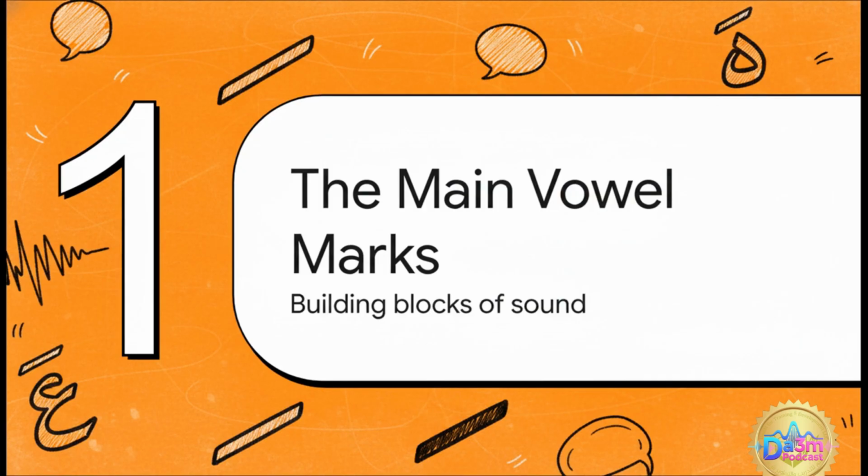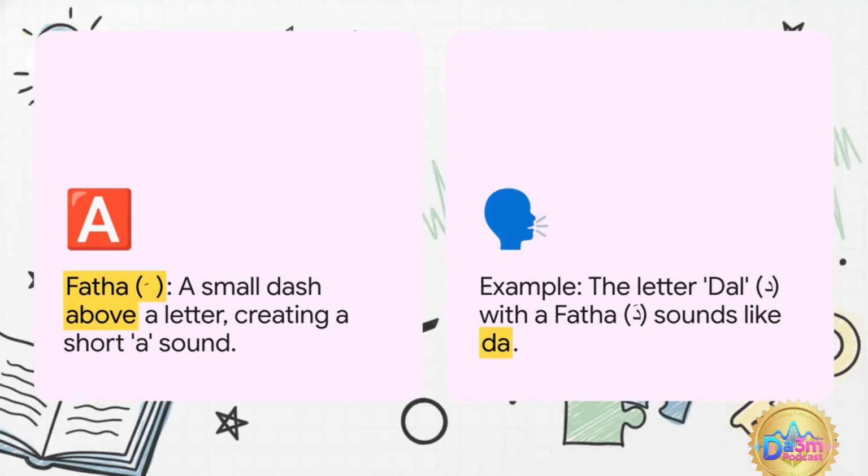There are 3 core marks that create the basic vowel sounds in Arabic. Getting these down is, for sure, the most important first step to really building your pronunciation skills. All right, let's meet our first mark, the fatha. See this little dash? It always sits right on top of a letter, and whenever you see it, it's just telling you to make a short ah sound. That's it. So, if we take the letter dal, which makes a duh sound, and we pop a fatha on top, it becomes da. Simple, right?